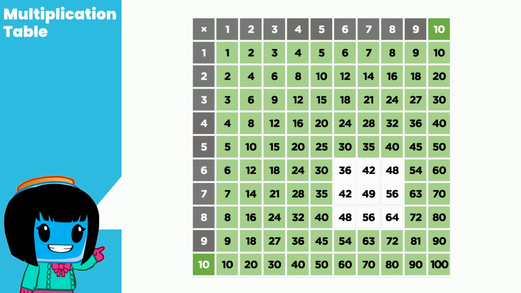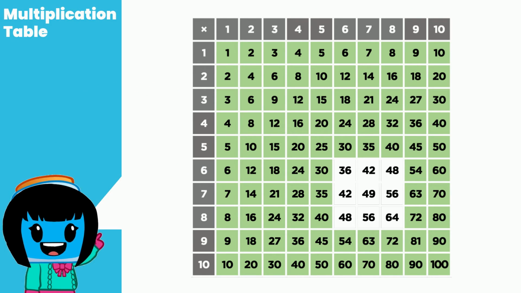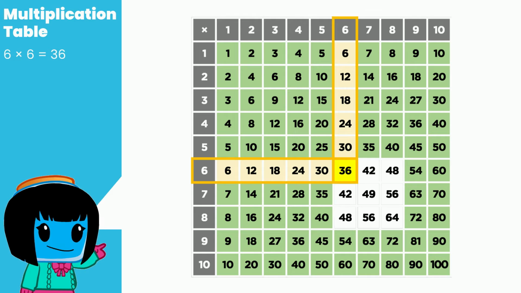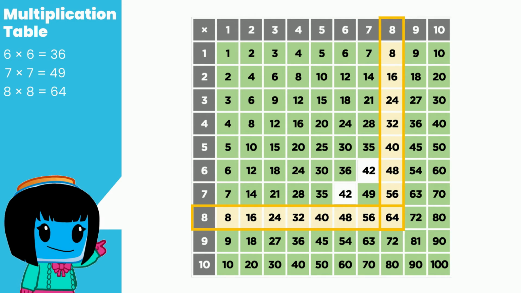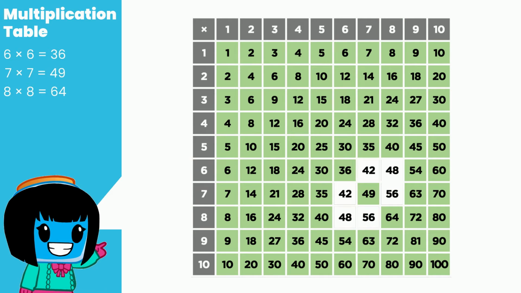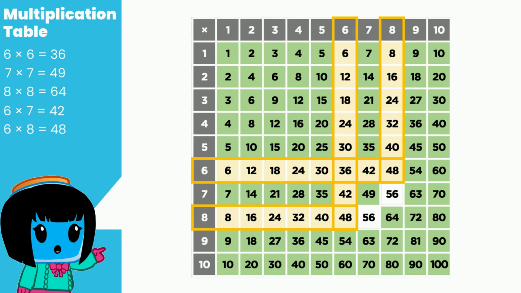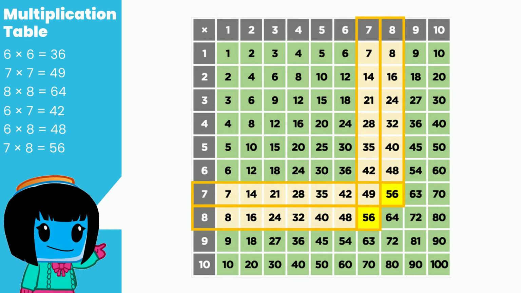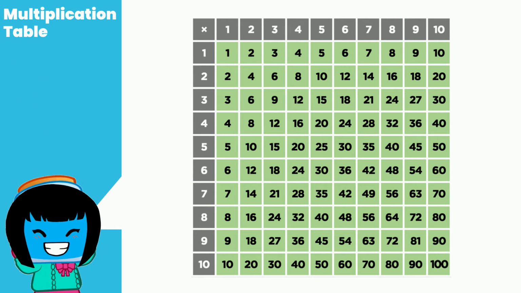Now that we know how to get the multiples of 1, 2, 3, 4, 5, 9, and 10, we are just left to memorize a few more. Memorizing the product of some numbers is easy. 6 times 6 equals 36, 7 times 7 equals 49, and 8 times 8 equals 64. After that, we just need to remember that 6 times 7 equals 42, 6 times 8 equals 48, and 7 times 8 equals 56. And that covers the entire multiplication table.